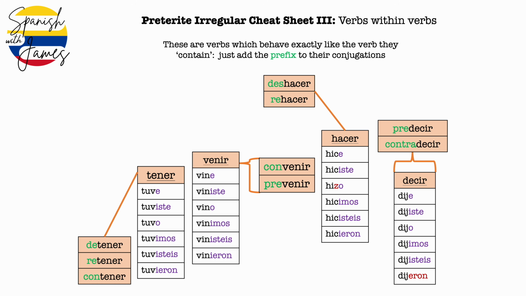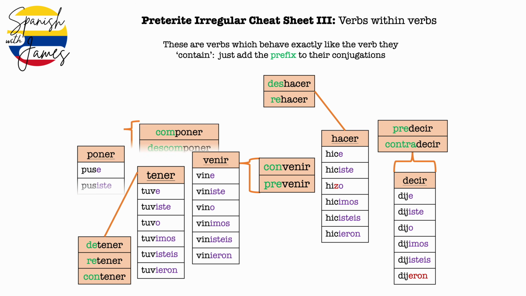Actually, the word contra on its own is a preposition which means against. So if you think about contradecir as a verb and break it down to contra and decir, it literally means against, to say. It's almost like what you're saying is going against what someone else is saying.